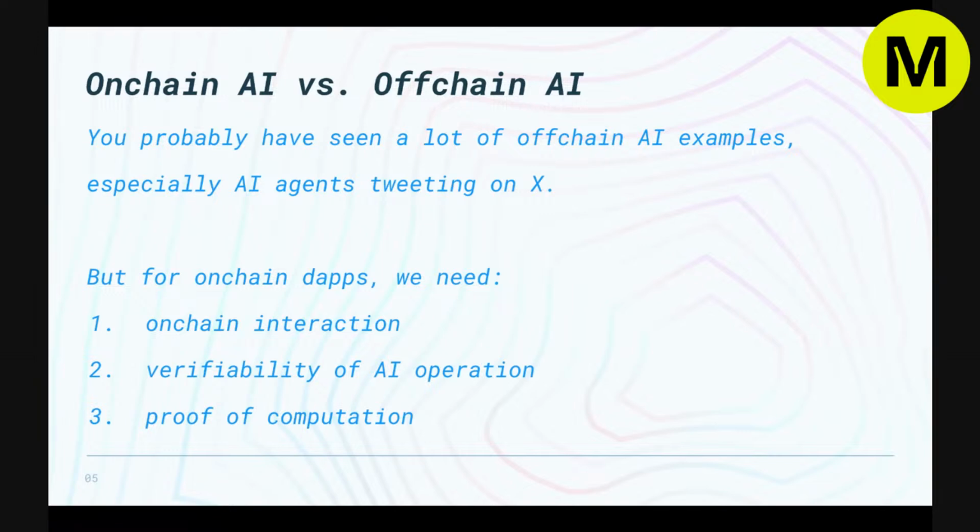For example, a smart contract can interact on-chain with all the EOAs, with all the users. And the second one and also the third one are kind of like a combo together. You need this kind of verification of the operation, and also you need a kind of proof of computation.